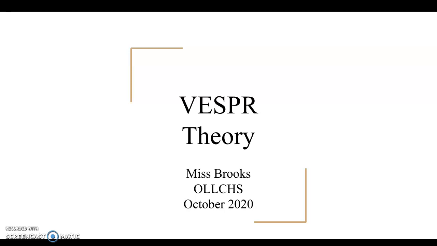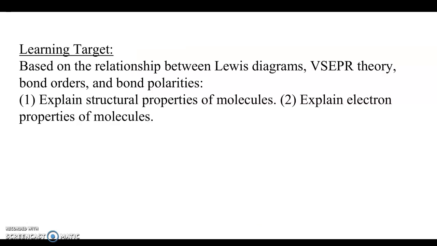Today we're going to talk about what's called VSEPR theory. We're going to be relating our diagrams, so our Lewis diagrams, to this new theory, which has to do with bond polarities. We're going to use this knowledge in order to explain the structure of our molecules, so we'll be looking at molecular structure as well as electron domain structure. And we'll be giving those shapes specific names and also talking about the specific predictable bond angles that these shapes have.